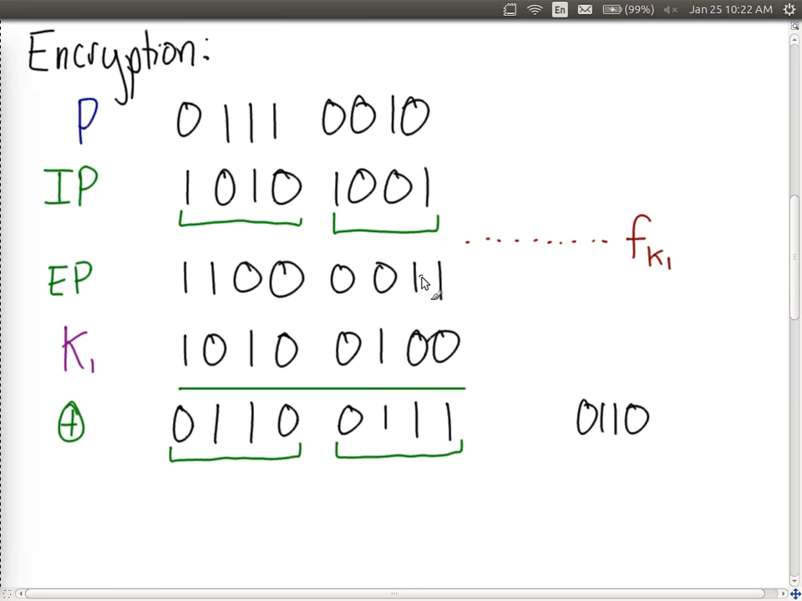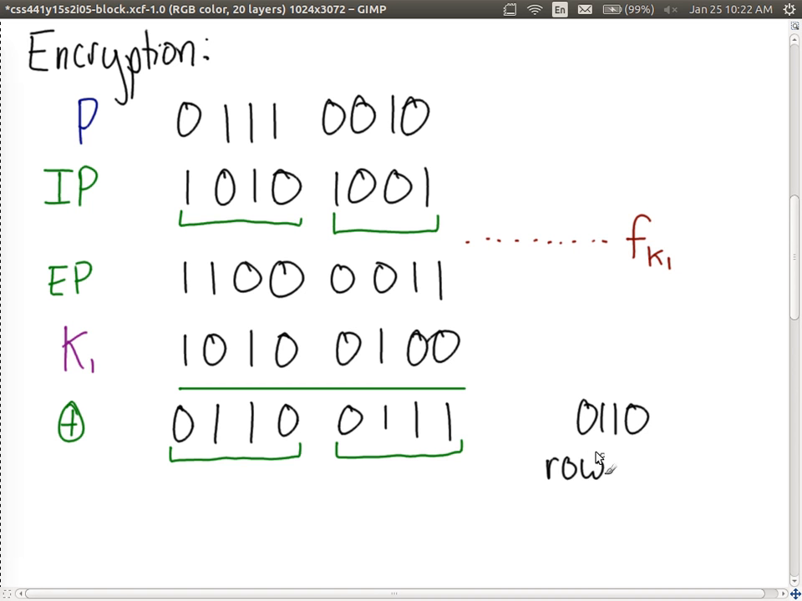Let's consider our example. The row, the first and last bit, 0, 0. Row equals 0, 0. Column, the second and third bits, 1, 1. Or you can think row in decimal 0, column 3. If we index our matrix starting at 0, so we have 0, 1, 2, 3 rows, 0, 1, 2, 3 columns, then we look up the element which is in row 0, column 3. Look it up in the matrix of S0. What do you get as output?